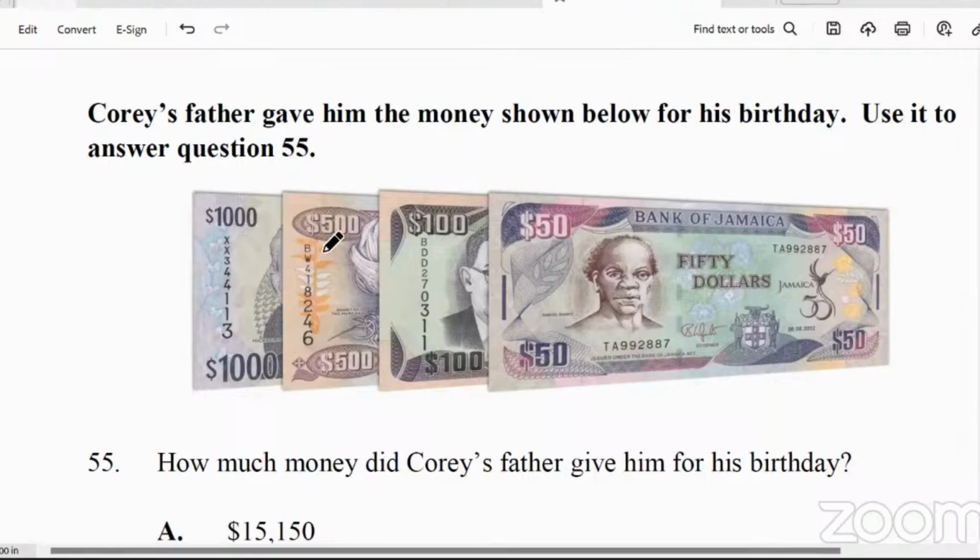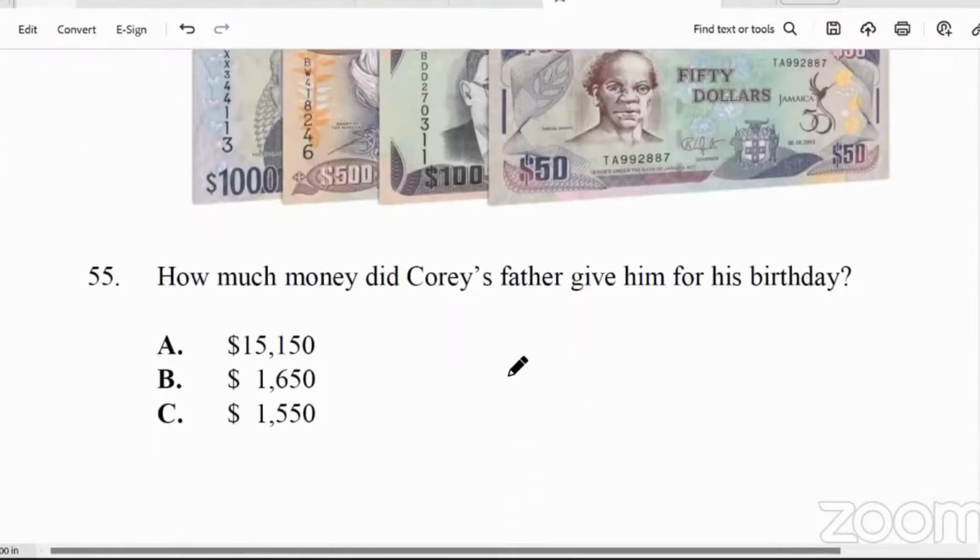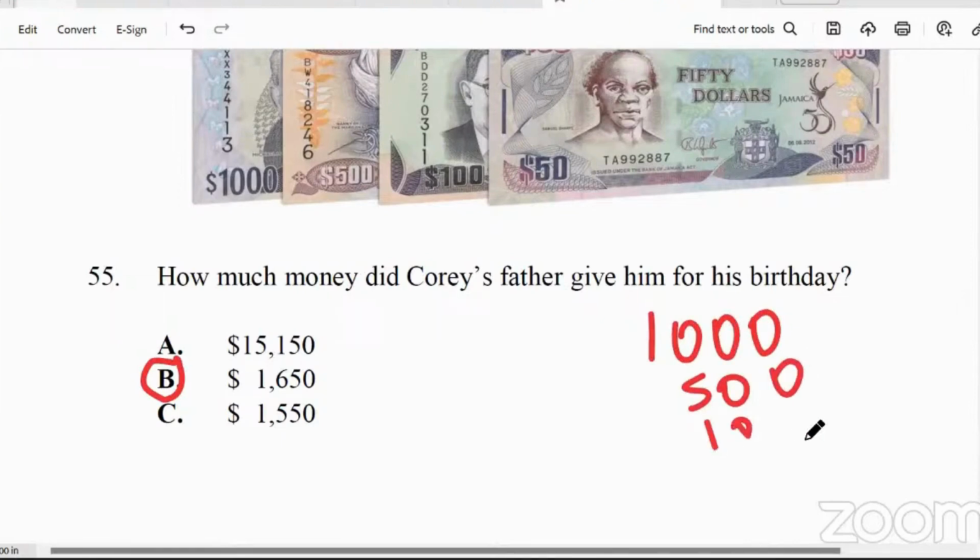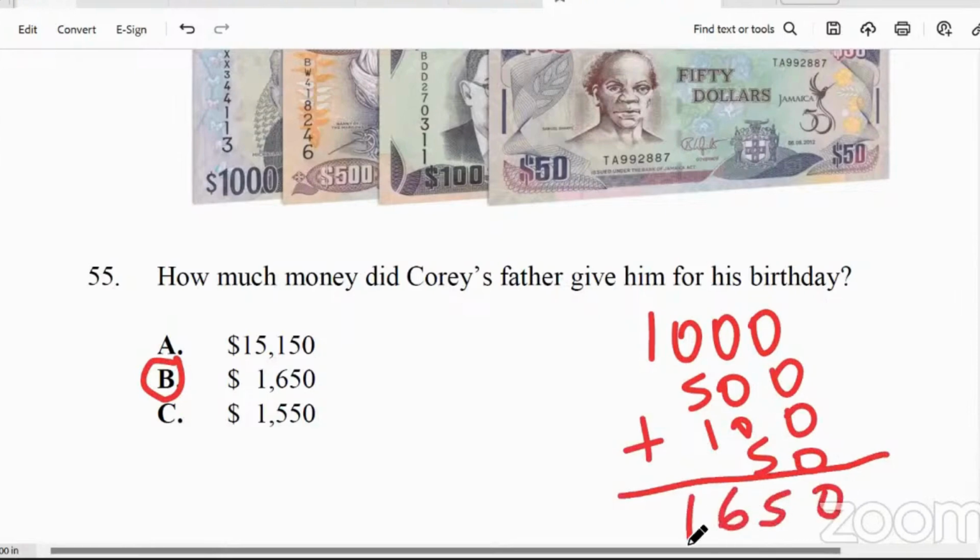All right, so 1,000 plus 500 plus 100 plus 50. So 1,000 plus 500, that's 1,500. Another $100, that's 1,600. Plus 50, that's 1,650. For most of you, I'm assuming that you know how to count money. So it's 1,650. Practically, you could do 1,500 plus 100 plus 50, add them all together, and you would have gotten your answer. However you need to do it.